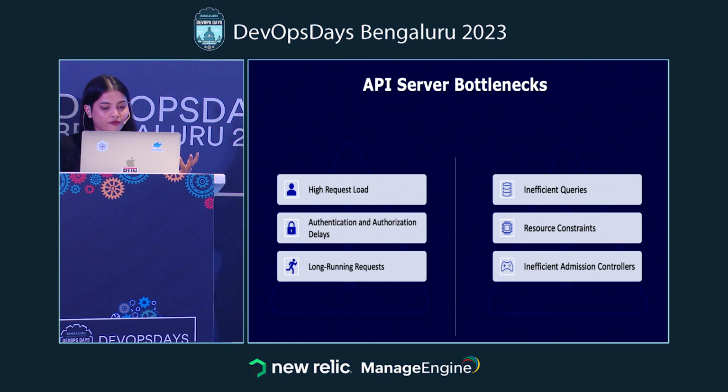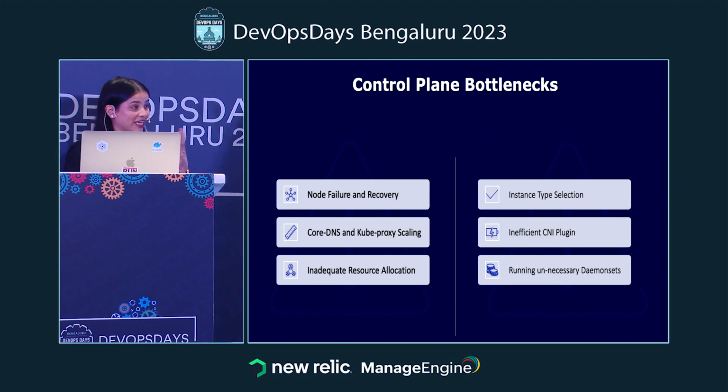Lastly, we have the admission controllers. Overuse of admission controllers can introduce delays in request processing. So you should review and optimize the use of them. You can disable or reduce the use of controllers that are not essential. As Floor said in her presentation, spring cleaning, I would say Diwali cleanup for our clusters, that you should definitely implement. So next we'll talk about control plane bottlenecks.